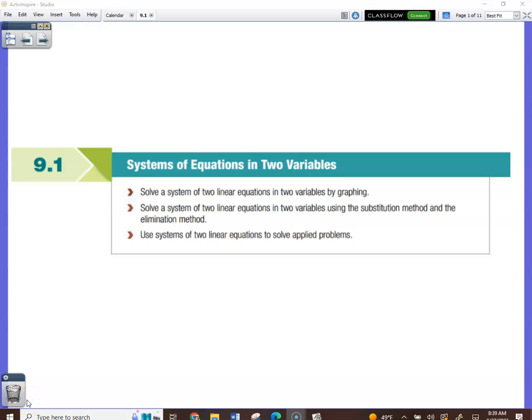We're solving systems of equations with two variables. We're going to solve by graphing, which we have technically already done with previous questions. We're going to solve using the substitution method. We've already done that. We're going to solve using the elimination method. You may not remember that one. I'll show it to you. Then we're going to have word problems.